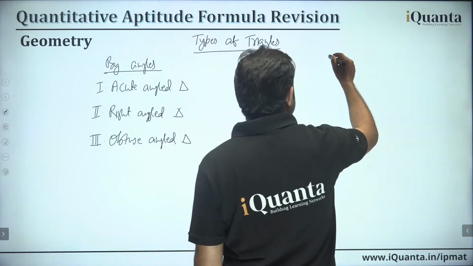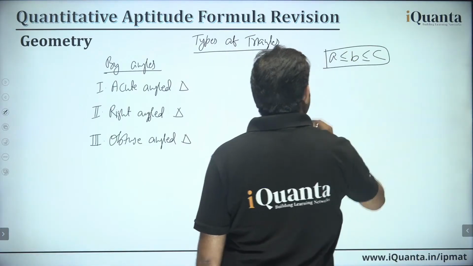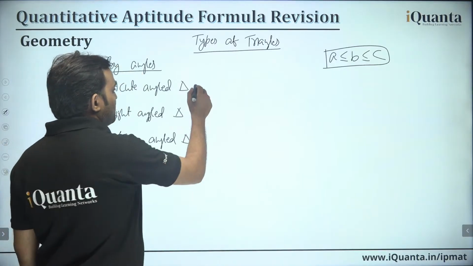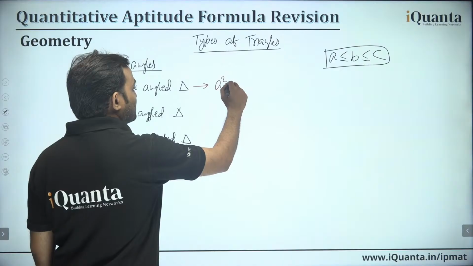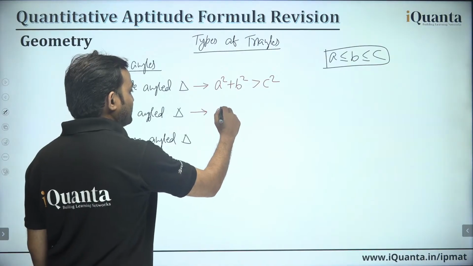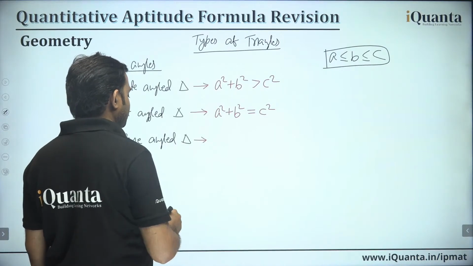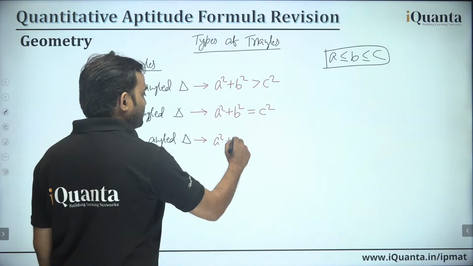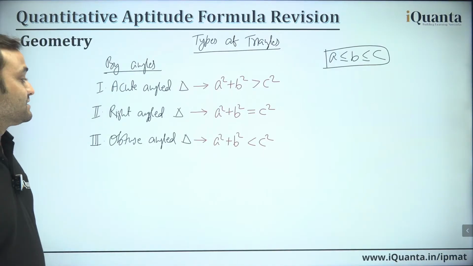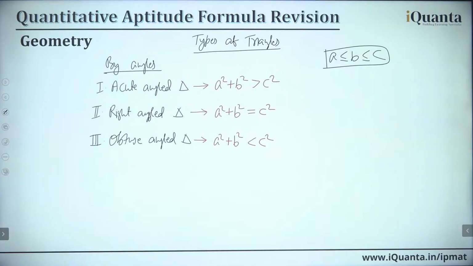Now let's say sides A is less than or equal to B is less than or equal to C. This means C is the greatest side of this triangle. In an acute angle triangle, A square plus B square will be greater than C square. In a right angle triangle, A square plus B square will be equal to C square. And in an obtuse angle triangle, A square plus B square will be less than C square. This is the relation between the side lengths in acute angle, obtuse angle and right angle triangles.